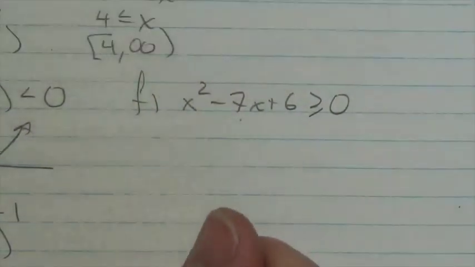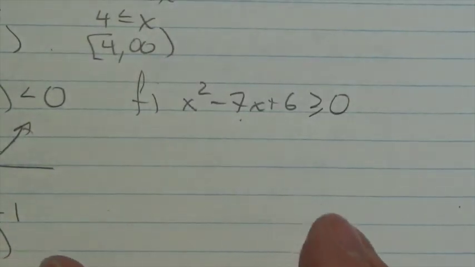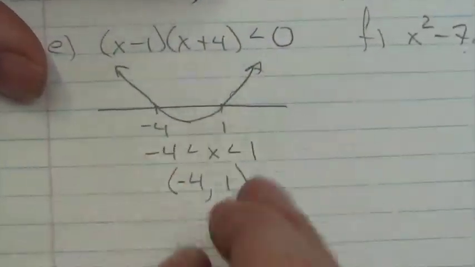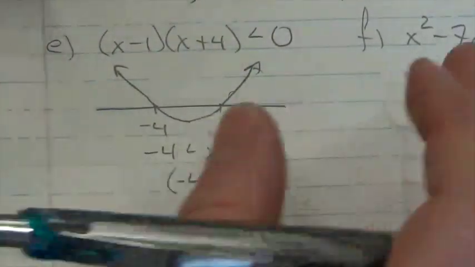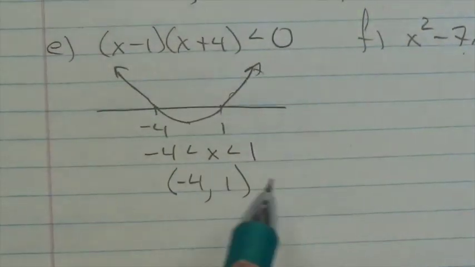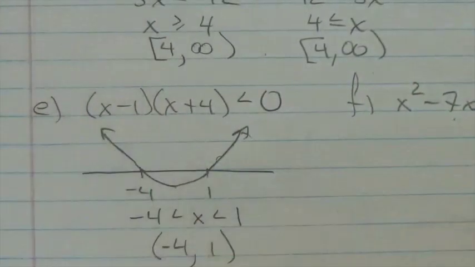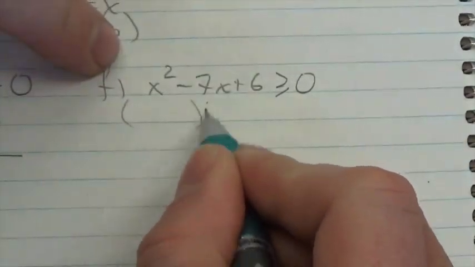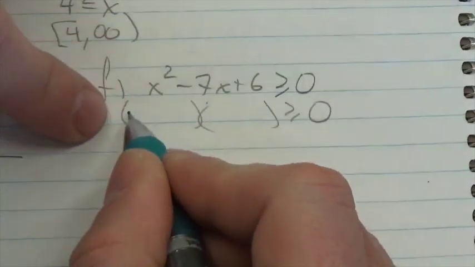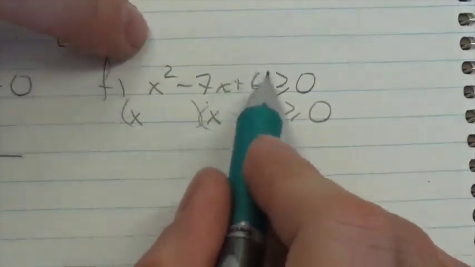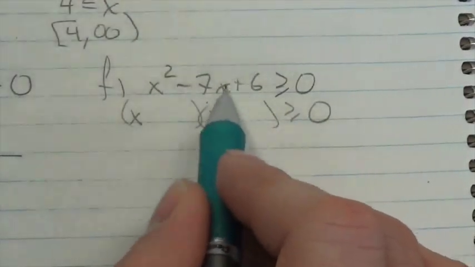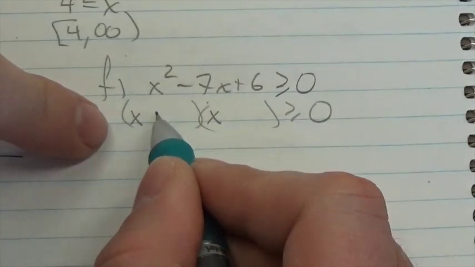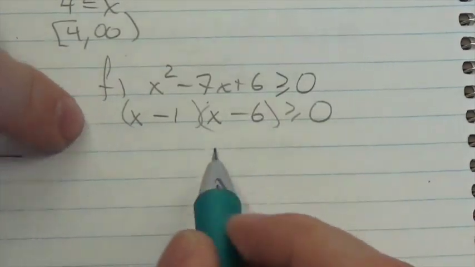If I give the question to you in this form, what do I want to do here? Bear in mind, I want to solve it. I want to get that interval where the inequality is true. It was easy to do when it was in factored form, so I should probably factor that. So x and x, and now I'm looking for factors of positive 6 whose sum is going to be negative 7, and that will be negative 1, negative 6.